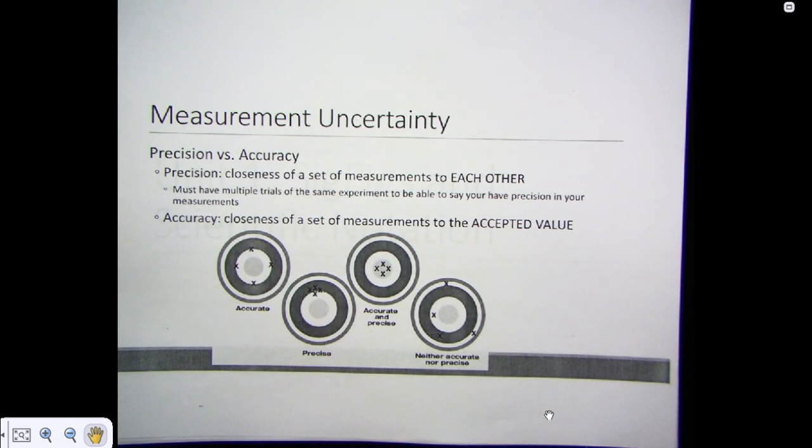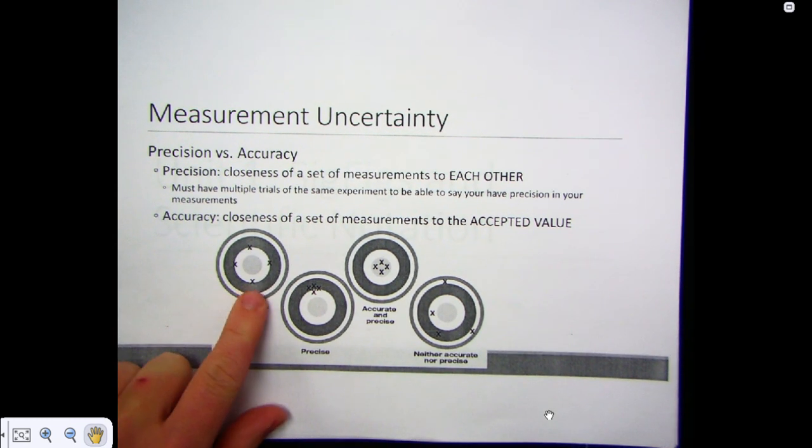Measurement uncertainty continues with the discussion of precision and accuracy. So precision is how close a set of measurements are to each other. In order to have precision, you have to have multiple trials of the same experiment. So for example, if I was asking you to determine the volume of a quantity of water, you would have to do that same quantity multiple times in order to say that you have precision. If you only do it once, you cannot say that you have precision. You could potentially have accuracy, closeness of that measurement to the accepted value, but you can't have precision. Precision has to have repetition.